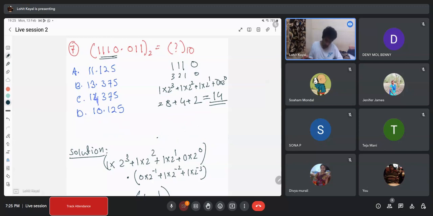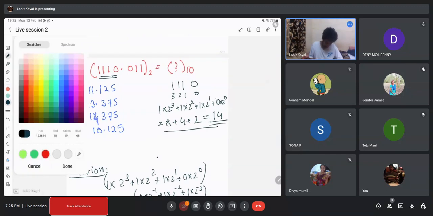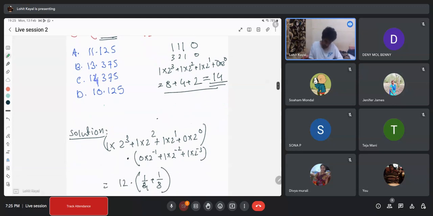So let me go through it once again, especially the second part. We already know how to convert this 1110 to the decimal number. Then this is straightforward, 14. Now for the second part, we have 0.011 base 2. So how to write it? After this point, the power will appear as an inverse.